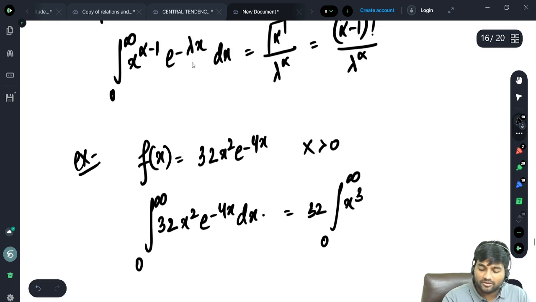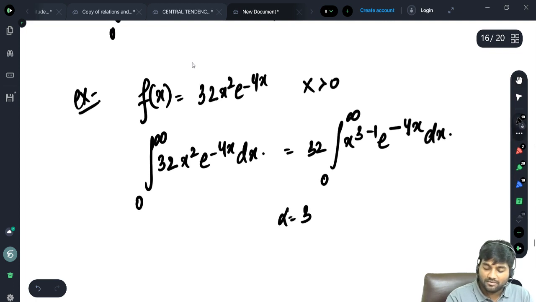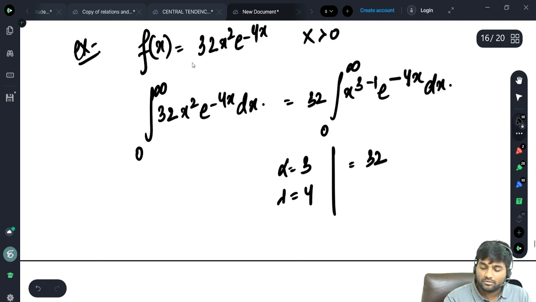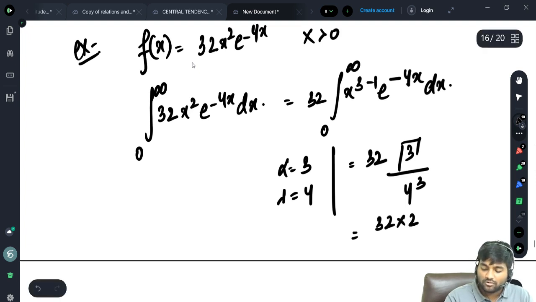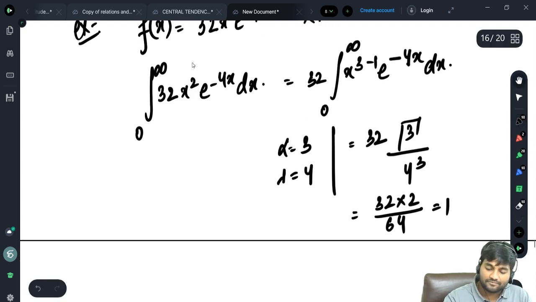x to the power alpha minus 1, means 3 minus 1, e to the power minus lambda x dx. You all didn't observe. So here alpha is what? 3. Lambda is what? 4. So this will be 32 into gamma 3 by 4 cube. Gamma 3 is 3 minus 1 factorial, which is 2 factorial. 2 factorial is 2 into 1. So 32 into 2, the answer is 1. Valid PDF.